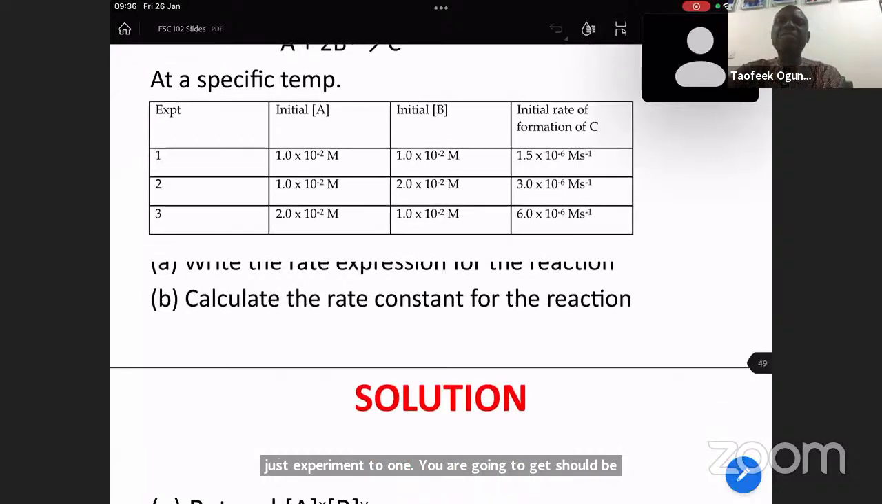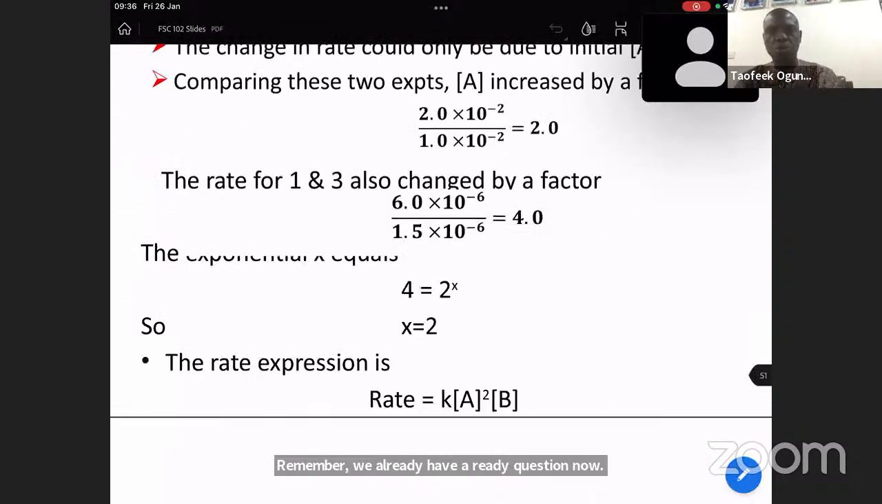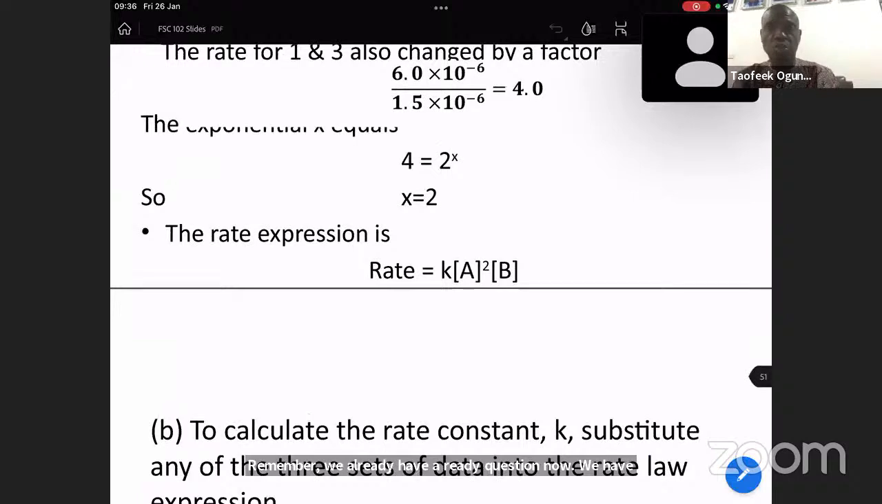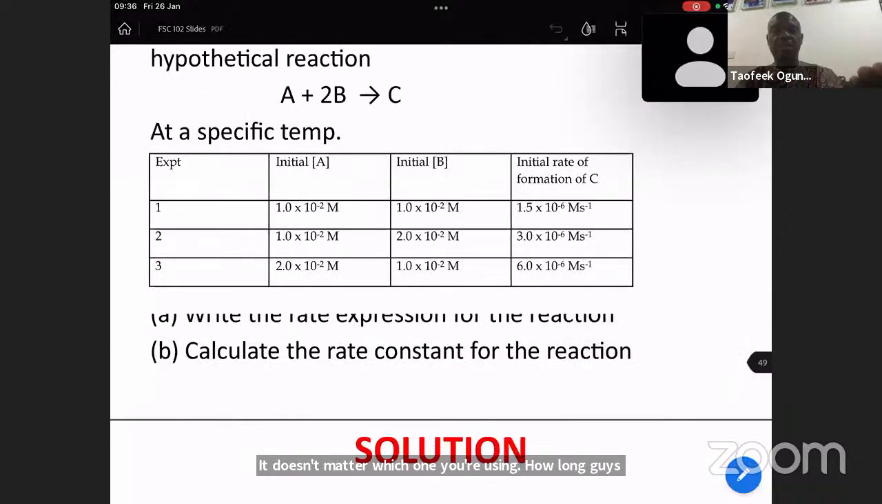Remember, we already have a rate equation now. We have a complete rate equation. You can substitute any of those concentrations here, and you should get the same rate. The same rate and concentration pair into this equation, and you will get the same rate constant. It doesn't matter which one you're using, as long as all your information is coming from the same experiment.